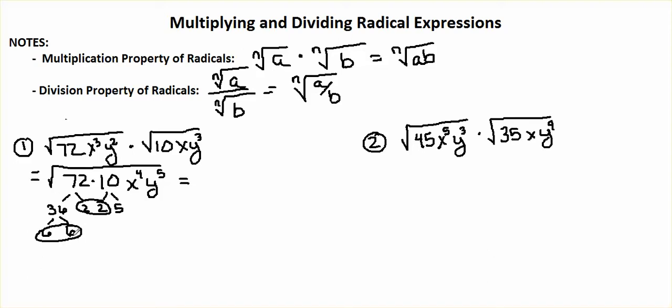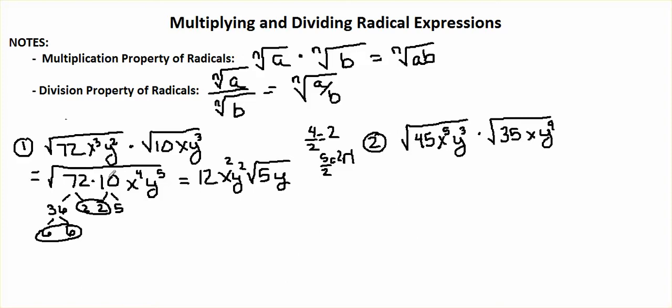So I'm going to pull one of my 6's out and one of my 2's out, and when I multiply 2 times 6, I get 12. But I have a 5 that needs to stay under my square root. So I'm going to write it here before I forget it. Now I'm taking the square root of x to the 4th. So if I put 4 and divide it by 2, I get 2 with a remainder of 0. So I can pull 2 of those x's out. And then y, I have 5 divided by 2, which is 2 remainder 1. So I can pull 2 of those y's out, but one of them has to stay under my radical.